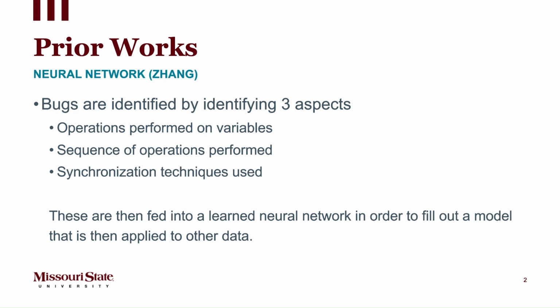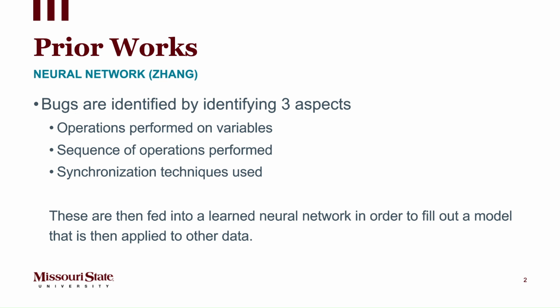The third aspect we need to know are the synchronization techniques used. These simply tell us how each of the threads communicate with one another, as well as what we can expect the final product to look like. All of these aspects are then fed into a neural network that has already been learning from a large data set that has already been filled with known concurrency bugs. These bugs are ones that have already been detected and already have the three aspects previously mentioned flagged.